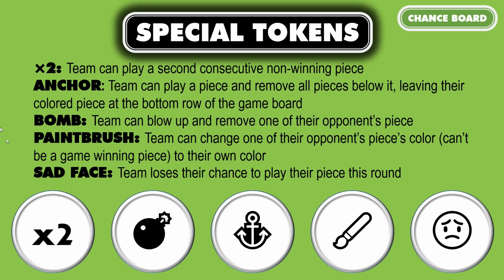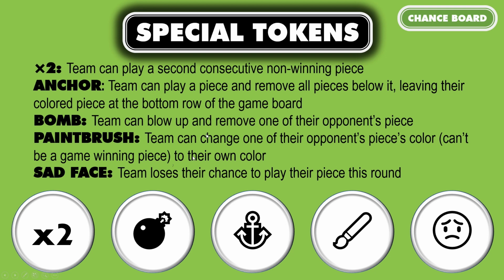Number 2 is, I had to mix them up there a little bit, but here's the bomb. The bomb basically means a team can blow up and remove one of their opponent's pieces. Just simply get rid of it. And like you saw on my game board, they're simply easy. Just click it and you can change the color. Anchor does this. Team can play a piece and remove all the pieces below it. So I'm going to drop it. But basically, you wipe everything down, leaves your colored piece at the bottom. So if there's 5 above it, it destroys everything. It does an anchor and it blows all the red and yellows all the way down until yours is just sitting there on the bottom.